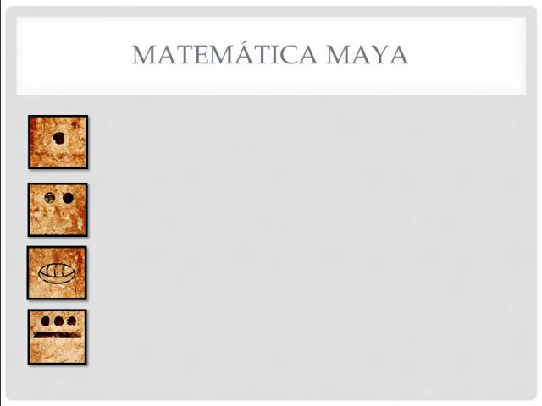So we can start on the bottom. 8 times 1 is 8. 0 times 20 is 0. 2 times 400 is 800. 1 times 8,000 is 8,000. So we have 8,808 should be the answer to that.